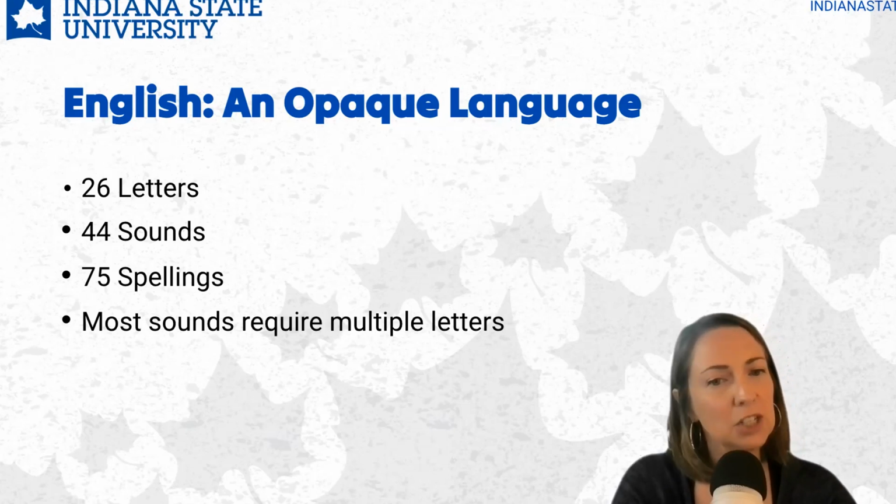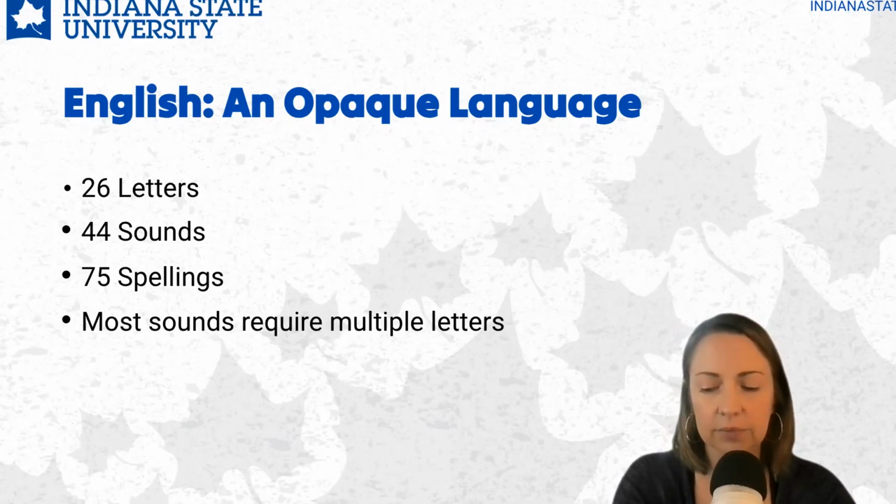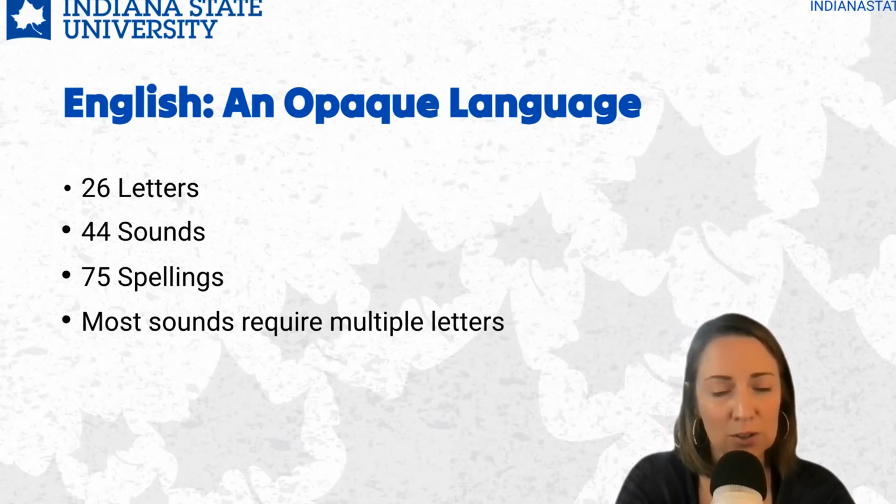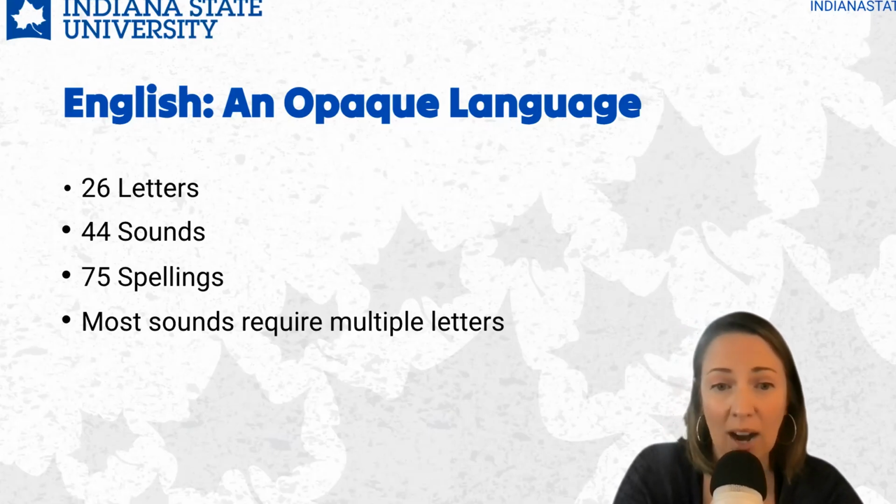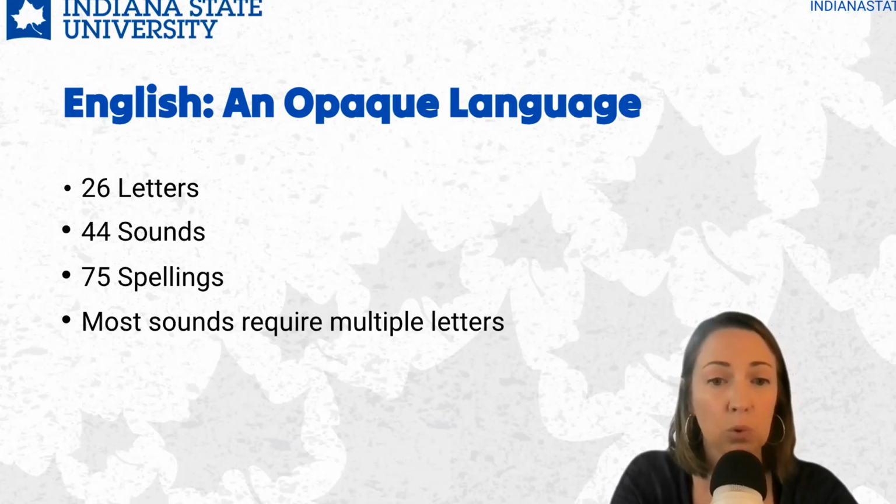We think teaching reading should be easy because we're teaching 26 letters in the alphabet, when actually we should also be teaching the 44 sounds and the 75 spellings. If we did teach those, it wouldn't feel so complex and confusing and surprising. We would actually understand the rules behind it.